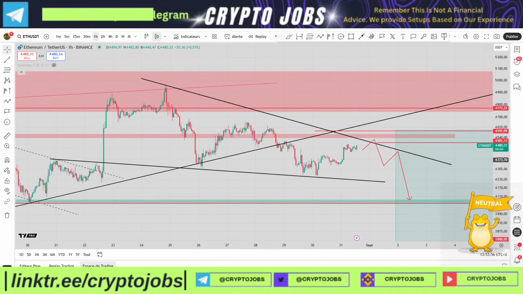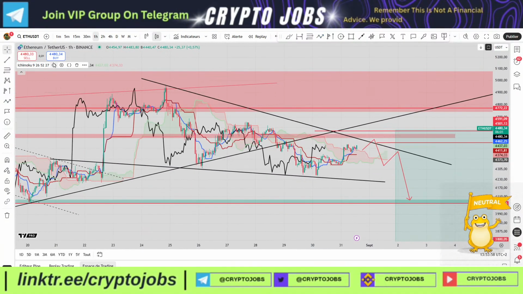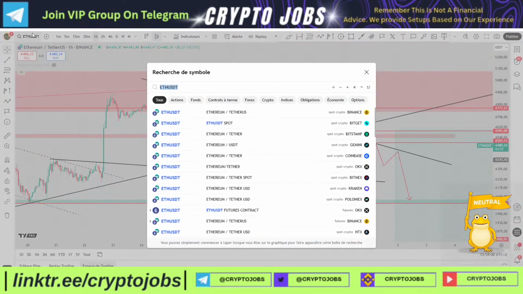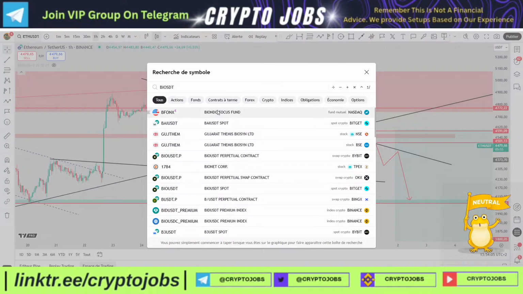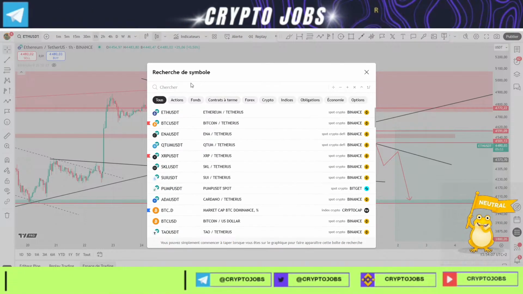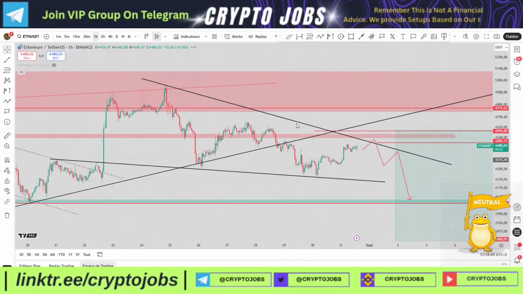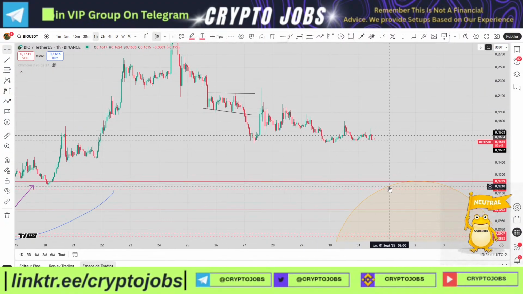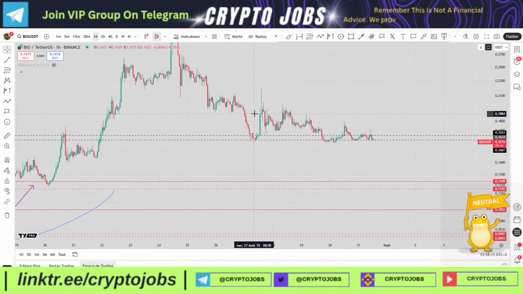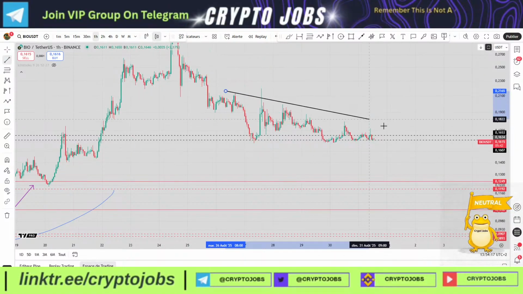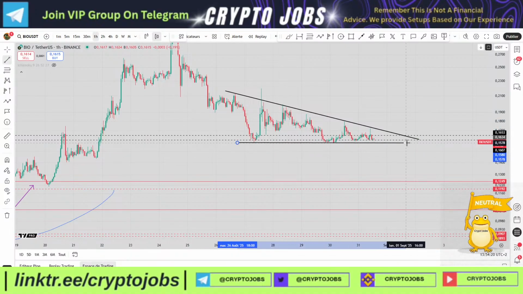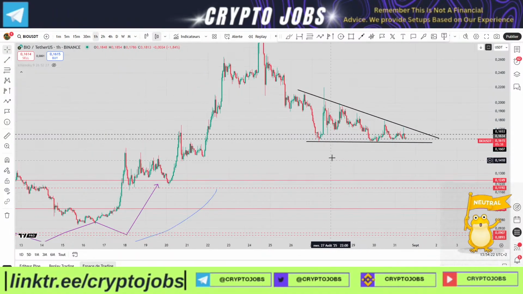So let's move on to the rest. Let's go for BIO USDT. I see that BIO, if I remember, pumped a lot. If I have it on Binance, yeah. Oh, BIO. Ooh, it looks like a descending structure at first glance.